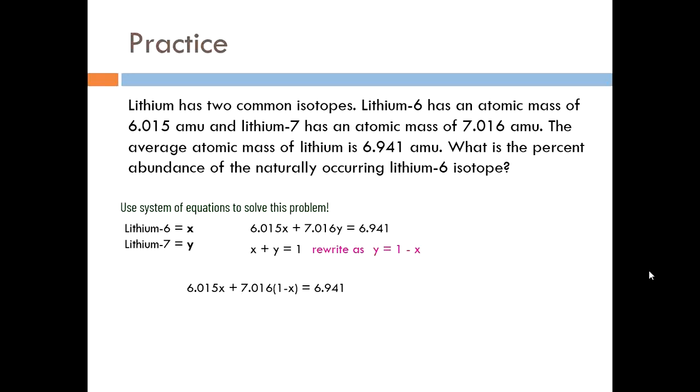Go ahead and solve. What do you do next? This is algebra, right? You're going to distribute. Once you distribute, you add and subtract, whatever math function you need to do. Then we divide and we get X is equal to 0.07493. Keep in mind that this is the decimal form, so this is called the relative abundance, but what is the question asking for? It's asking for the percent abundance. So we just multiply by 100 and we get 7.493%, and this is the percent abundance.